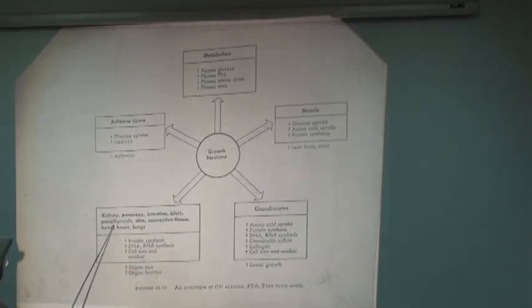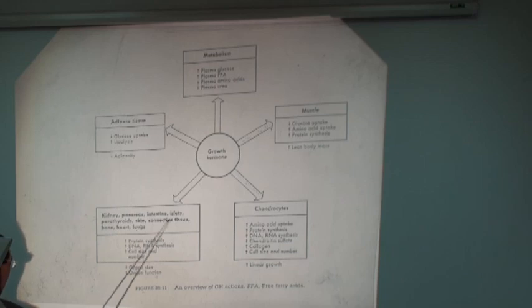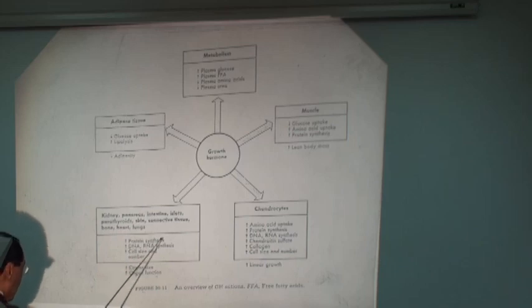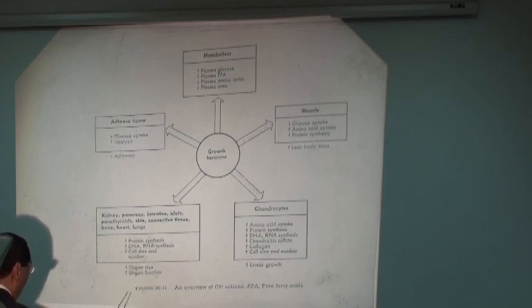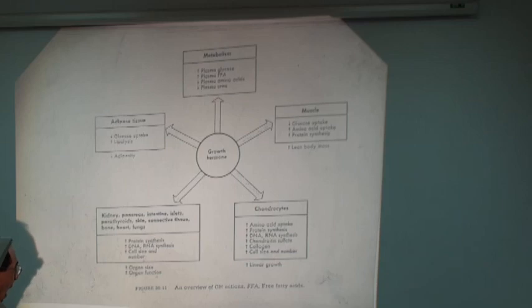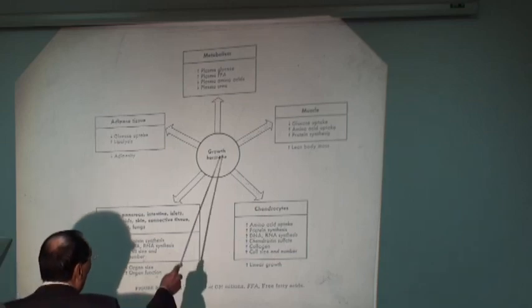And also growth hormone functions on the kidney, pancreas, intestines, islets, parathyroids, skin, connective tissue, bone, heart, and lungs. You see, increased protein synthesis in all these organs, DNA, RNA synthesis, cell size and number. As a result, it increases organ size and organ function.